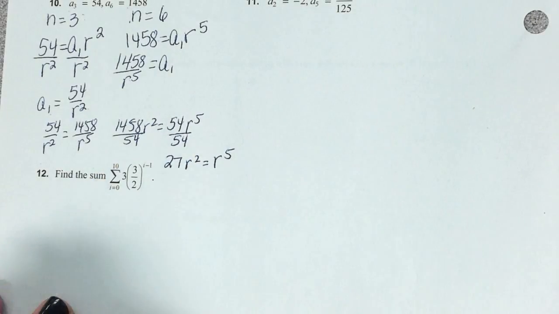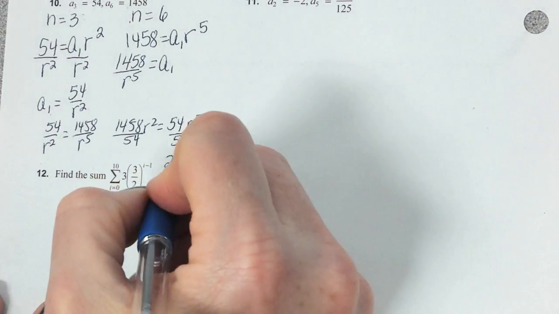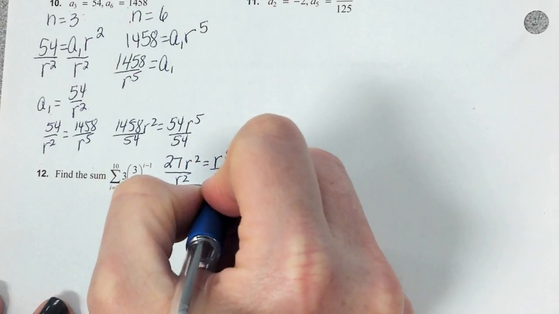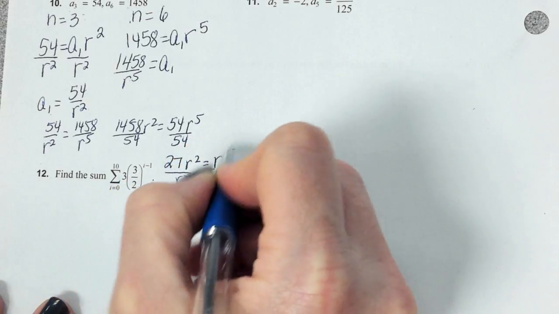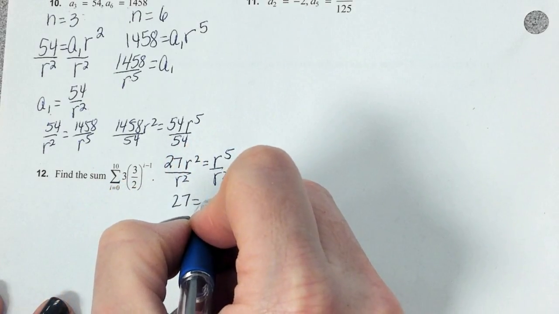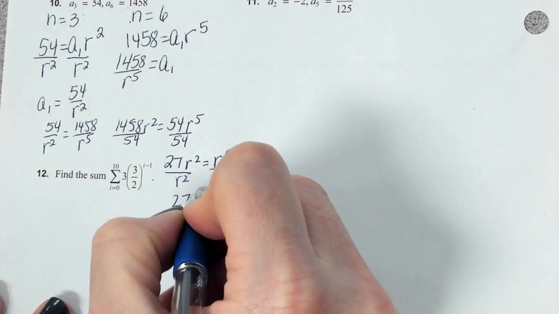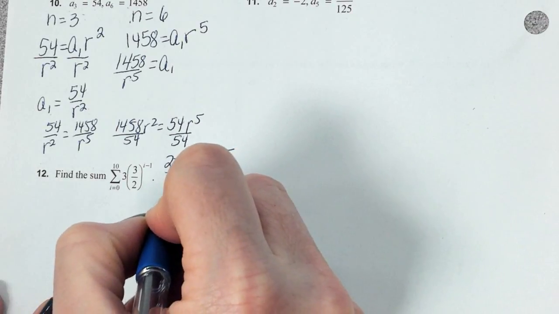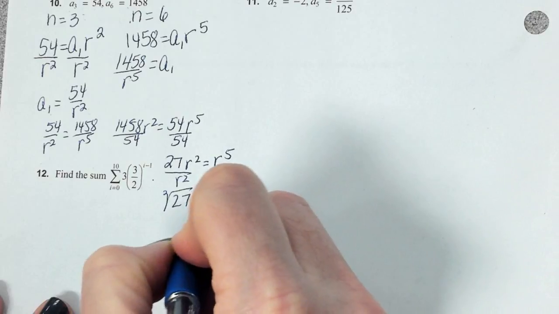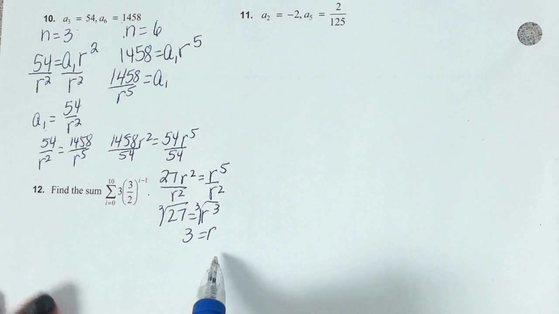How do I solve that now? What do I do to get the r's together? Divide by r squared, right. So what is r to the 5th divided by r squared? R cubed. So now I'm going to do the cube root. So r is going to be 3. So now I know r.